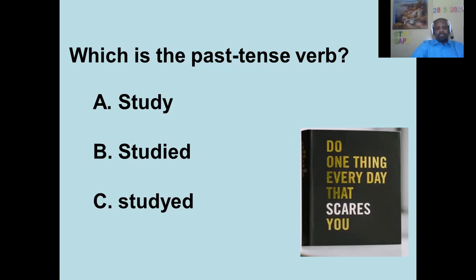Which is the past tense verb? Study, studied, studied. I think it is the second one. The verb ends with Y. Before the Y, we have D, which is the consonant. So we change the Y into I, then we add ED. This is how you respond to questions during exams. C, studied. That's wrong for sure.